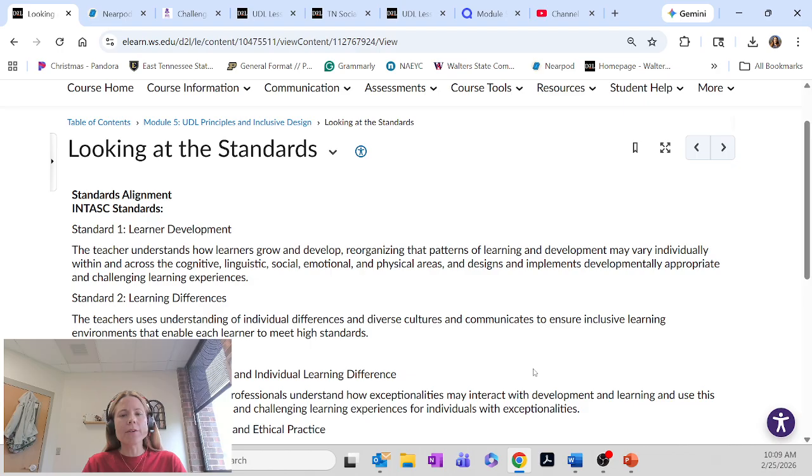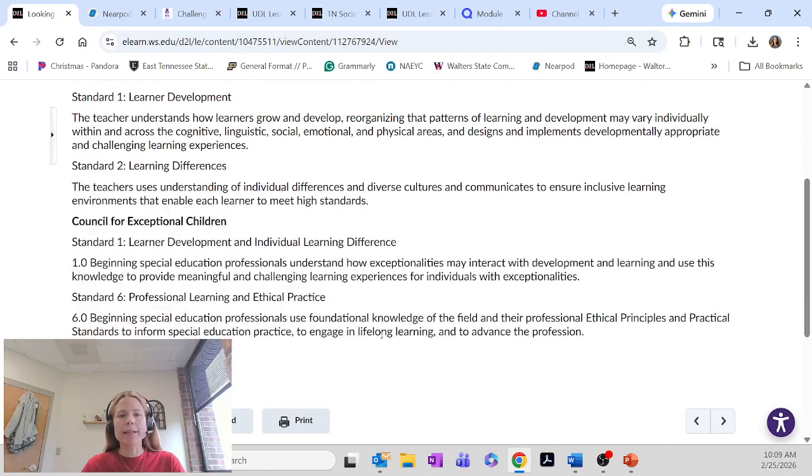The second standard is learning differences, which we discussed. So the teacher uses an understanding of individual differences and diverse cultures and communities to ensure inclusive learning environments that enable each learner to meet high standards.